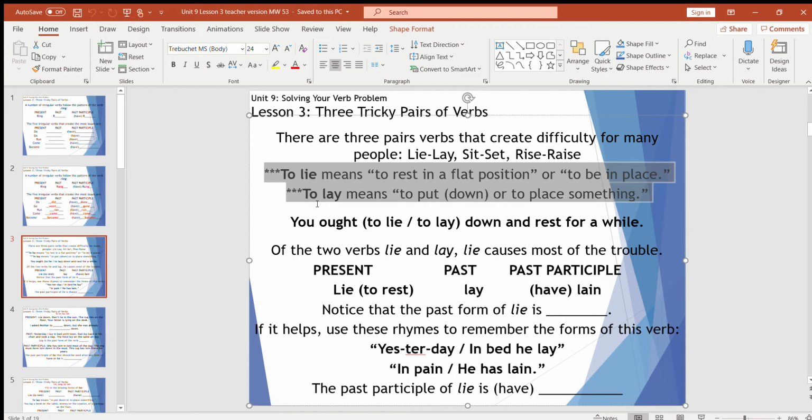The key thing here is to lay means you have to do the action to something else. It needs a direct object. Whereas to lie is more like a subject complement, where it's like just you are lying down. But lay, you lay something else down. So if you ought to lie or to lay down and rest for a while, which one should you go with? If it's just you that's chilling there, you would go with to lie.